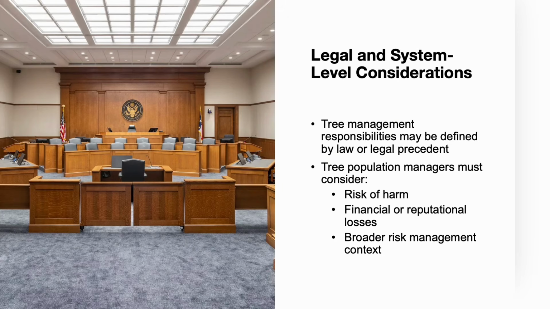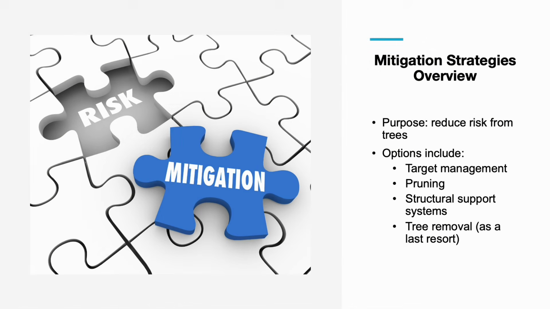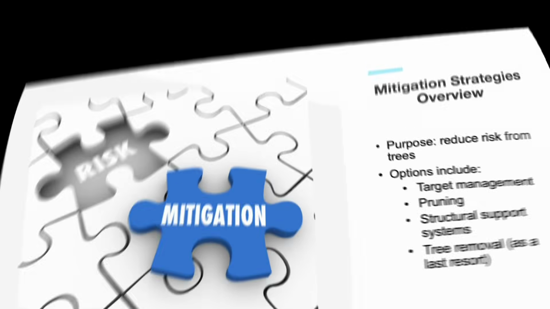For large organizations or municipalities, system-level risk management includes not just risk of harm, but also financial loss, liability, and operational disruption. Mitigation is the process of reducing risk. Strategies can focus on the tree, the target, or both. Arborists make recommendations, but the final decision lies with the owner or the manager. Multiple strategies may be combined to achieve acceptable levels of risk.